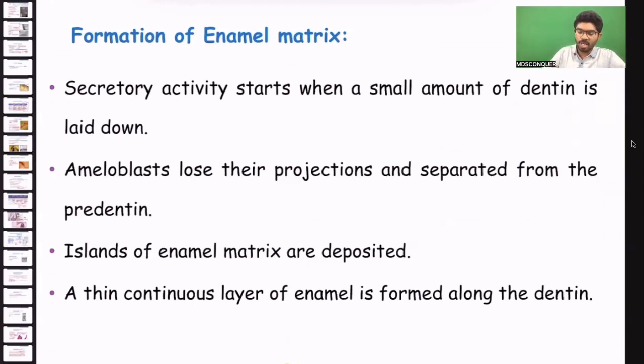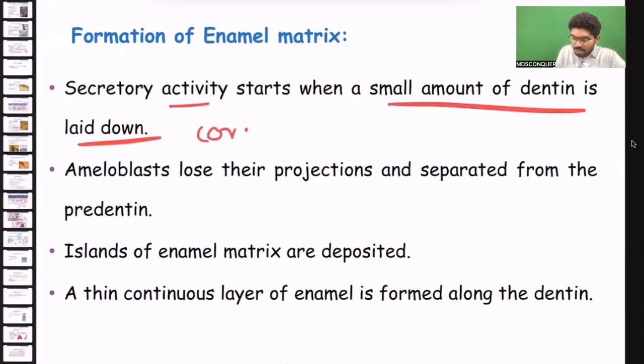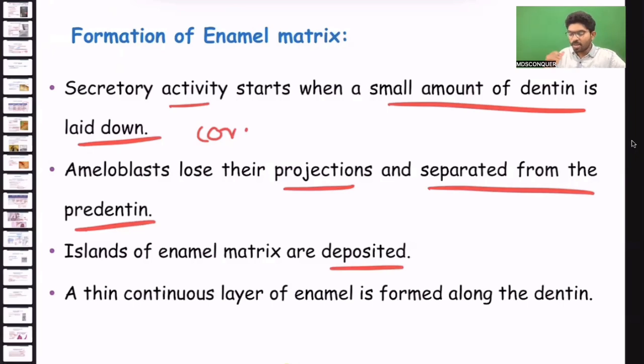Okay, so formation of enamel matrix, that is basically due to secretion. The secretory activity starts when a small amount of dentin is laid down in the organizing stage. The ameloblasts lose their projections and separate from the predentin, and islands of dentinal matrix are deposited, and this process continues throughout the dentin on which enamel will be formed.